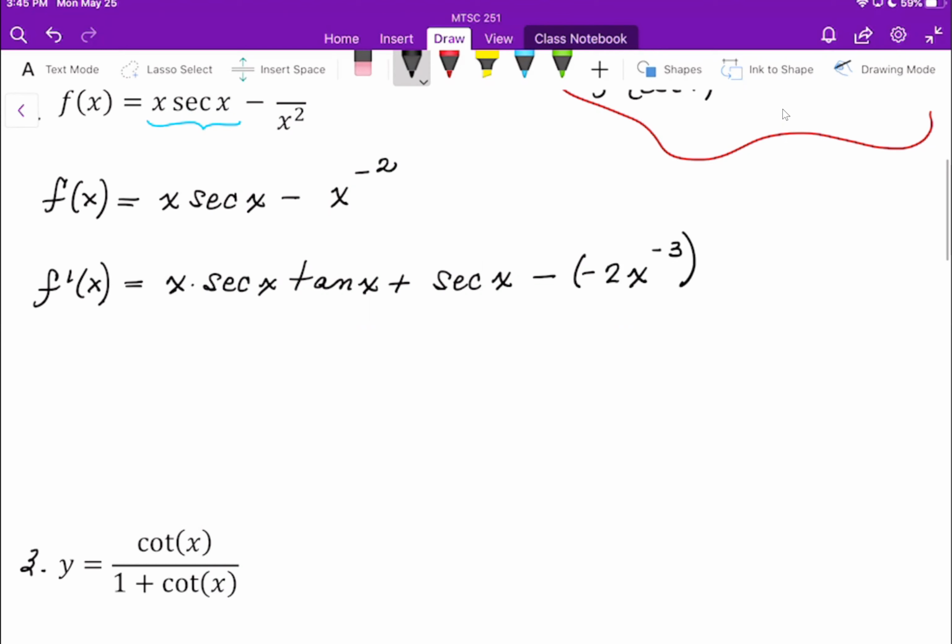So our derivative f prime of x becomes x secant of x tangent of x, plus the secant of x, plus 2 x to the minus 3.